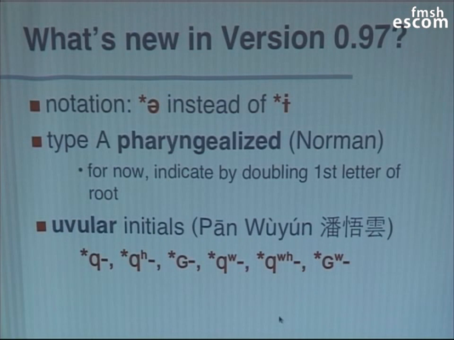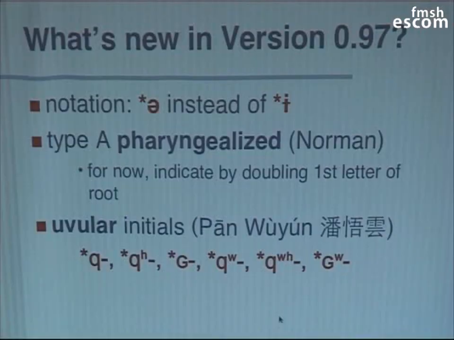So what's new now? Well, we use schwa instead of barred I. Partly it's just because schwa is more conventional and traditional. Most people wouldn't recognize any other phonetic symbol if they've read about Old Chinese. They'll know what a schwa is, mostly.